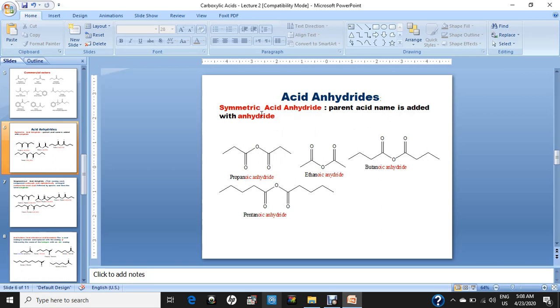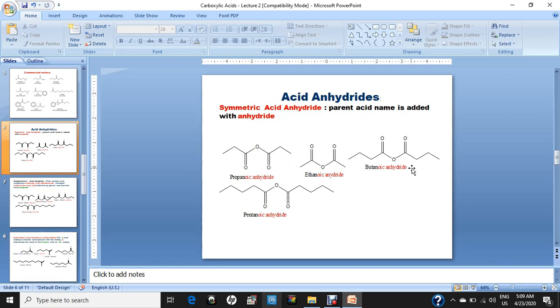So first let us go through symmetric acid anhydride. 1, 2, 3: how many carbons? 3 carbons. Because it is symmetric, we use it one time. So propanoic anhydride: just add anhydride. Propanoic, because the parent chain means carboxylic acid, since it is a derivative of carboxylic acid. Here 1, 2 carbons, the same on both sides, so ethanoic anhydride. Here 1, 2, 3, 4 and 1, 2, 3, 4.